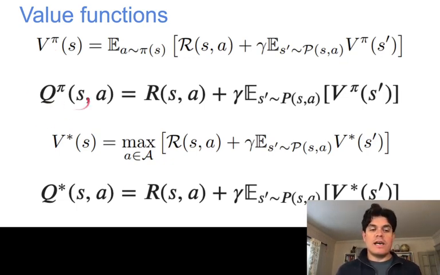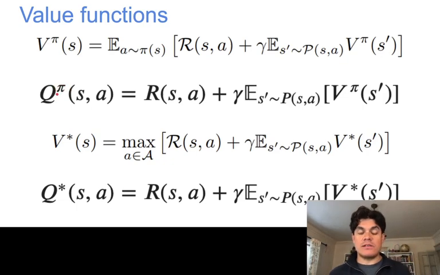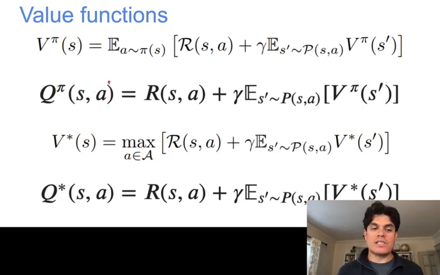Q functions do something similar, but now you're specifying an action. And this action might actually be different from what the policy would specify for this particular state S. So in this case, for a particular policy pi, what this allows us to do is to evaluate or compare the desirability of taking action A relative to following policy pi.